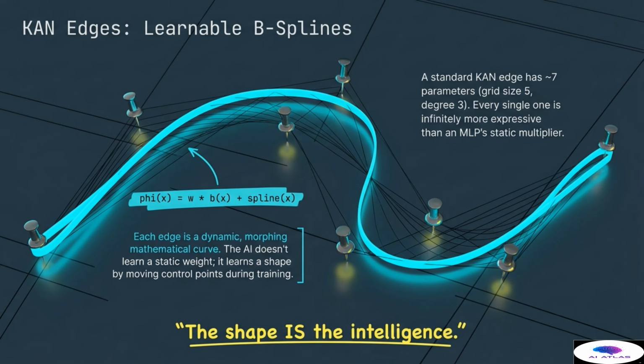By allowing the edges to take on complex shapes, we give the network the ability to model intricate patterns with much higher precision. The intelligence is distributed along the path of the signal, allowing for a more natural and fluid representation of the underlying data.